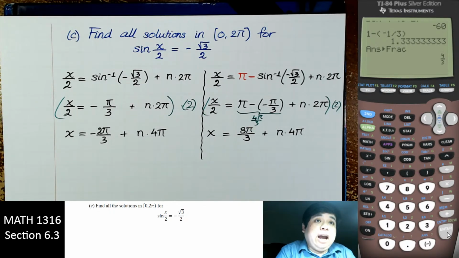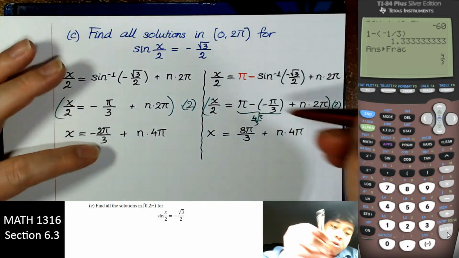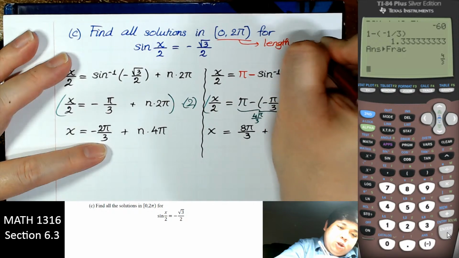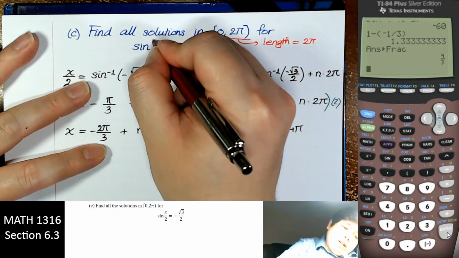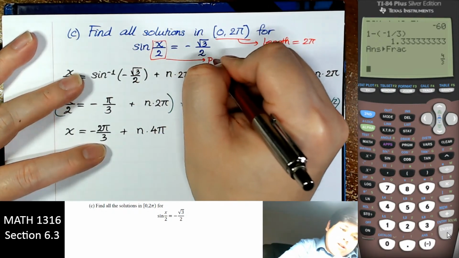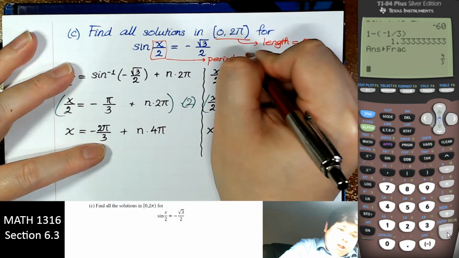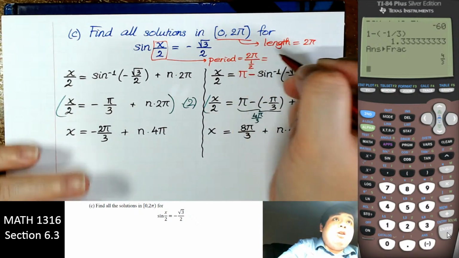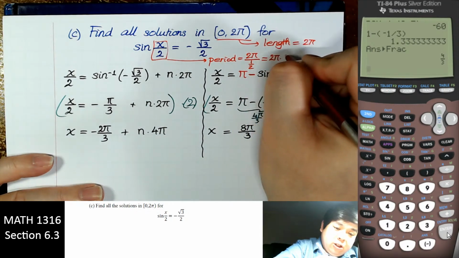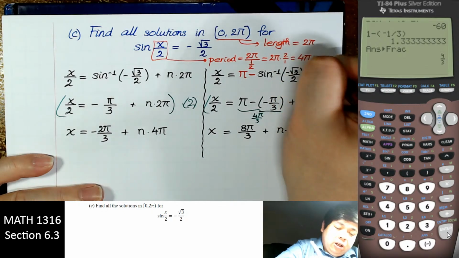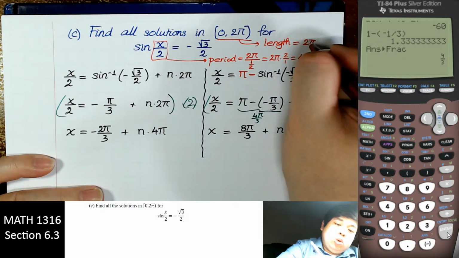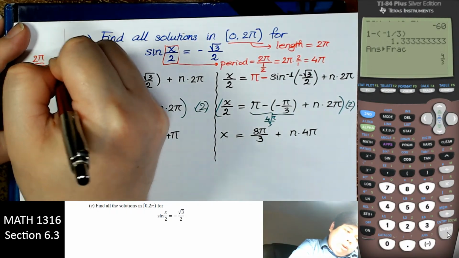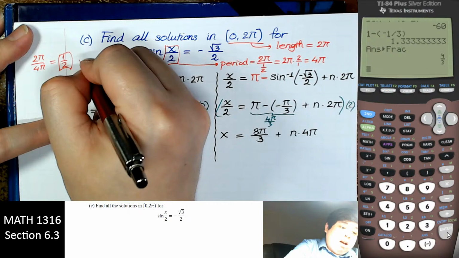Right, the question is how many n do we have here? So this is a bit tricky. First, the length here is 2 pi. The period is going to be 2 pi divided by the coefficient of x, which is 1/2. Divide fraction, multiply reciprocal, 4 pi. Right, so that's 2 pi divided by 4 pi. So we have 1/2 values for n.